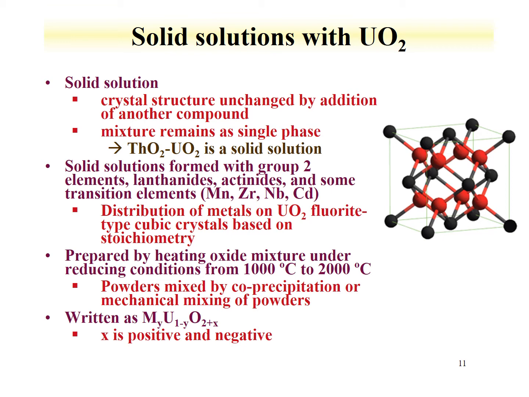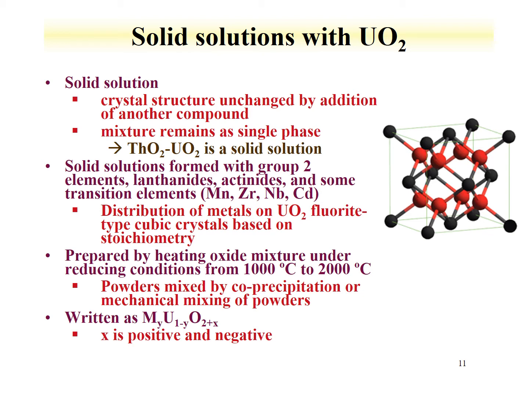Another interesting property of uranium dioxide is its formation of solid solutions. As a review, solid solutions are compounds formed from a mixture of species where the crystal structure is unchanged by the addition of one compound to another. In this case, the mixture, what we call the solid solution, remains as a single phase. An example of a solid solution is thorium dioxide and uranium dioxide.